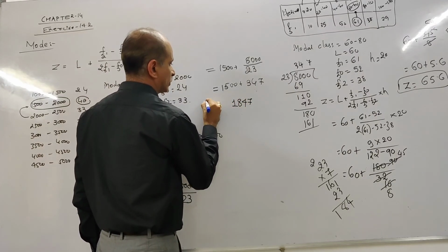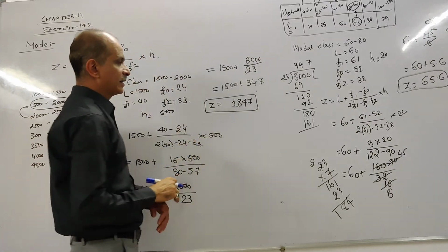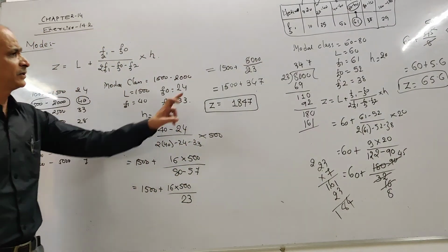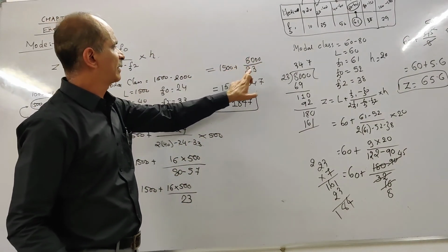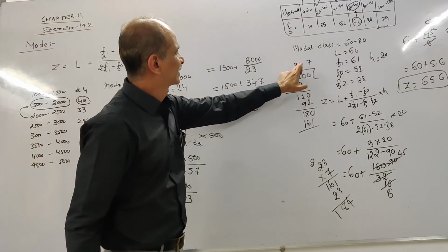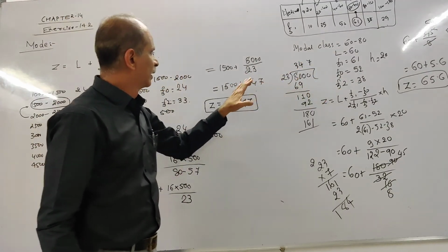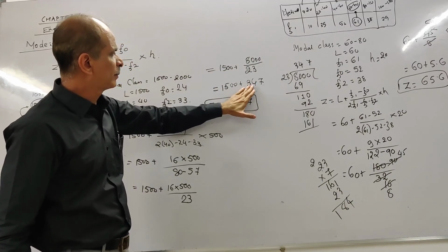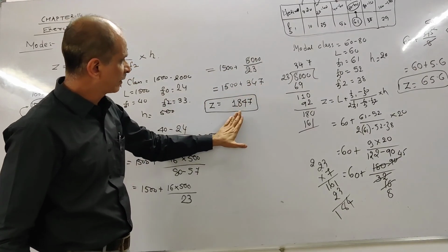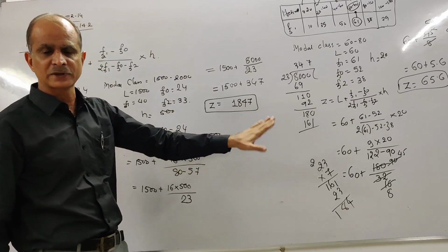So Z is equal to 1846. Means here you have to divide 8000 by 23. You get 347 point something. Here in place of this write down 347 point something. You will get your answer, that is 1847.